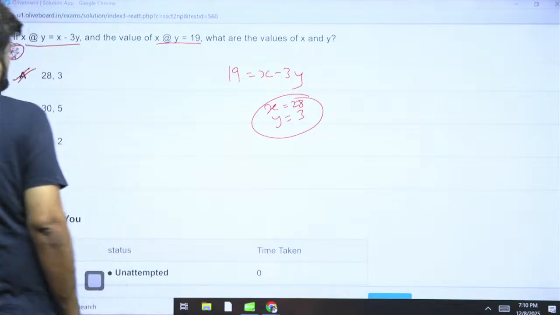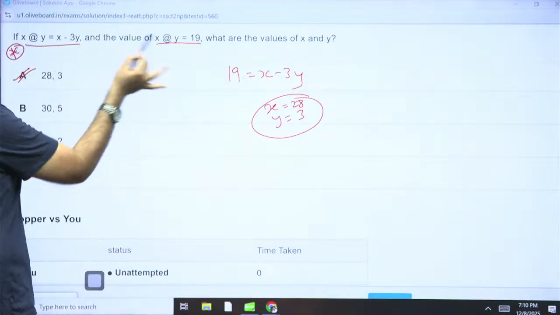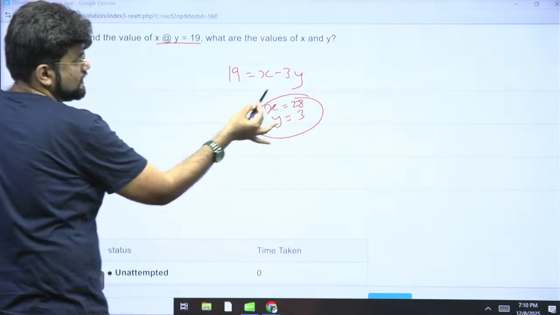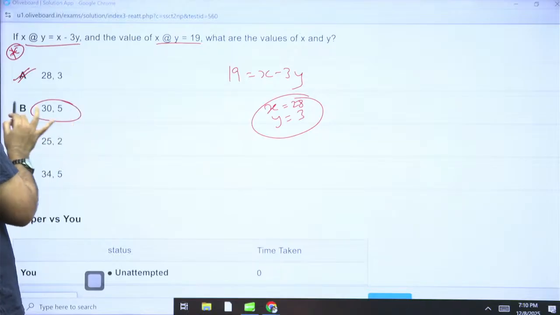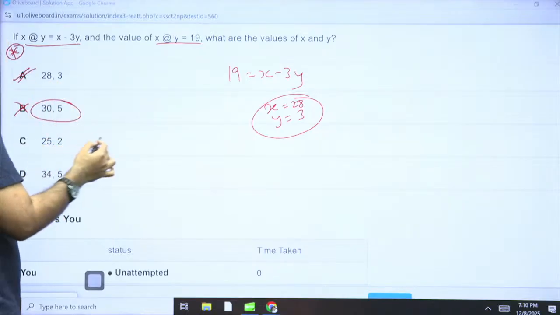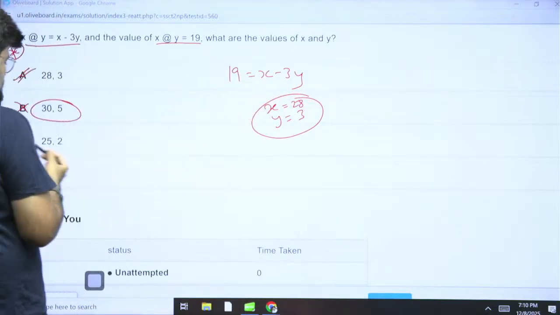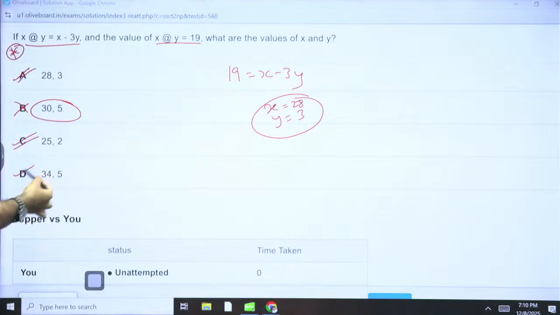But if you move further, you will find that 30, 5. So if y is 5, so minus 15 will be added to 19 here. 19 plus 15 is 34. X is 30. So this is incorrect, obviously. Now technically you will not check the others. But if you check this one, 2. So minus 6 will go here, so it's 25, it's true. And 5 also, again we checked it already, 34, it's true.